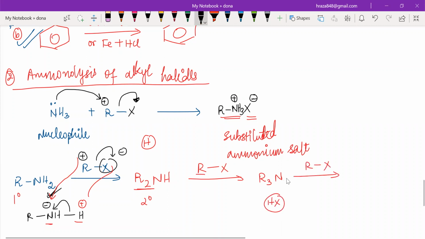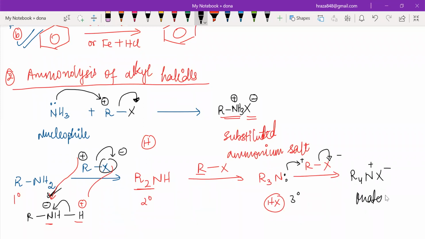And now you know that this nitrogen has a lone pair and when it goes, it will have positive, this will have negative, so it will attack on this and it becomes R4N positive and X negative. This is your tertiary and this is your quaternary ammonium salt. Is that clear? Yes, sir. So please do write it. Are you writing it or not? Yes, sir.